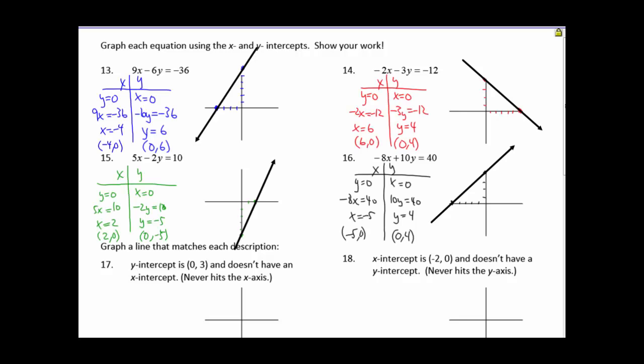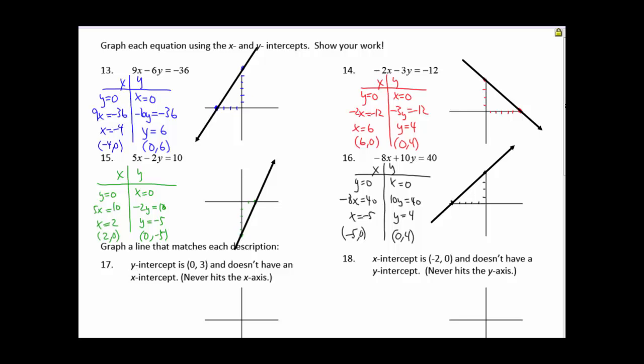Alright, welcome back. If you check for 13, you should have gotten negative 4, 0, and 0, 6. 14, we should have gotten 6, 0, and 0, 4. 15, you should have gotten 2, 0, and 0, negative 5. 16, negative 5, 0, and 0, 4. Make sure you have the proper work. Make sure you ask if you have questions.